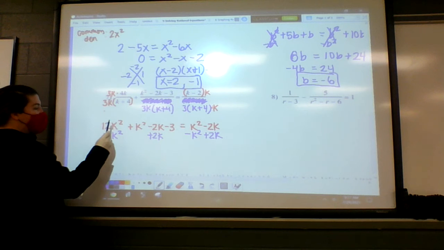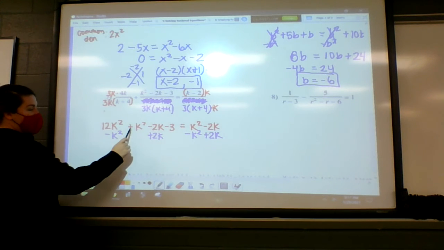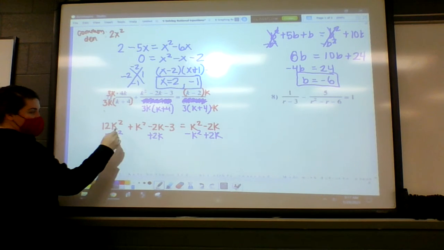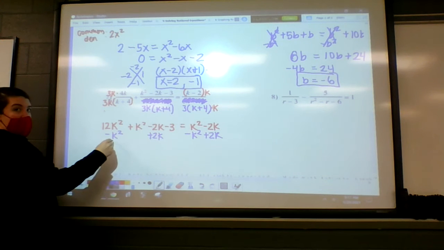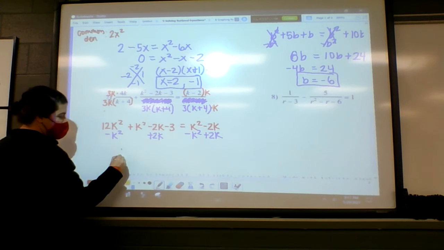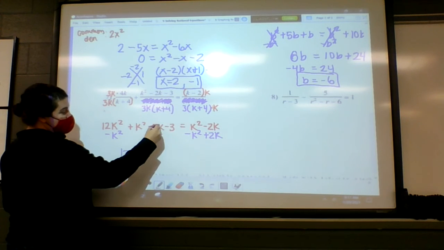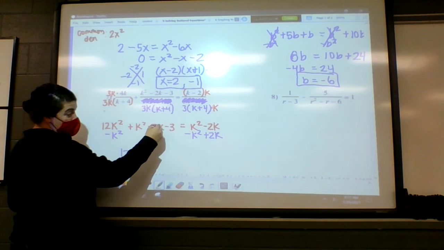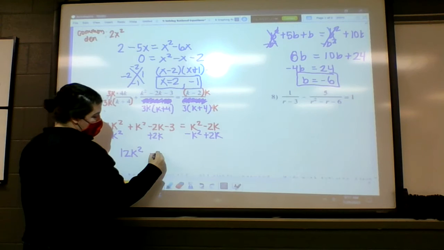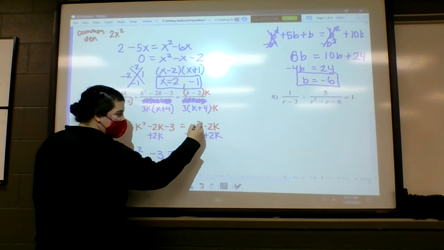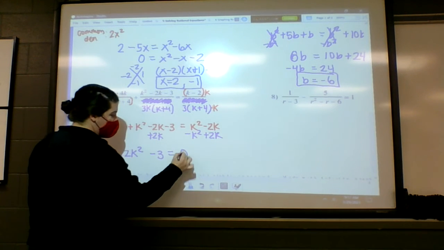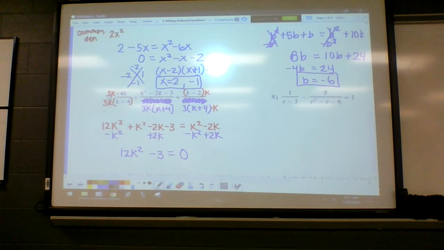So here we're going to have 12k squared plus k squared minus k squared. So this will be 12, 13, back to 12, right? So that's a 12k squared. Here we'll have negative 2k plus 2k, so we won't have anything here, right? Minus 3 equals, and then this is 0 and that is 0, so equals 0. So we have 12k squared minus 3 equals 0. Once we combine all our like terms.